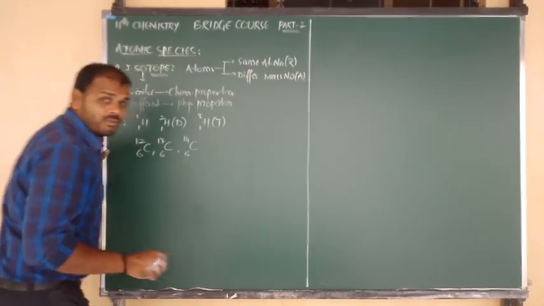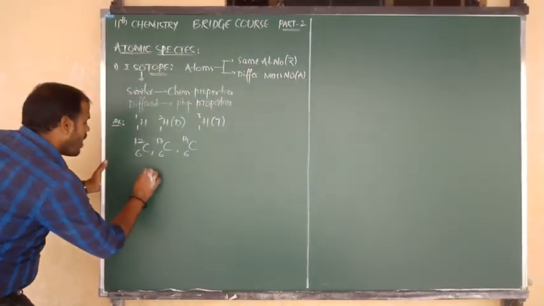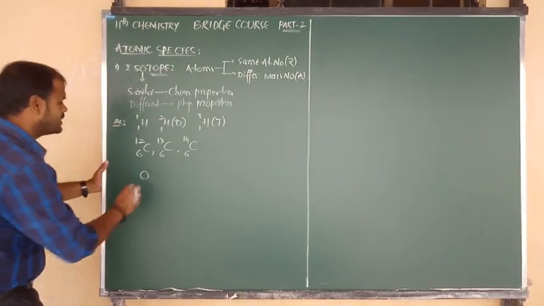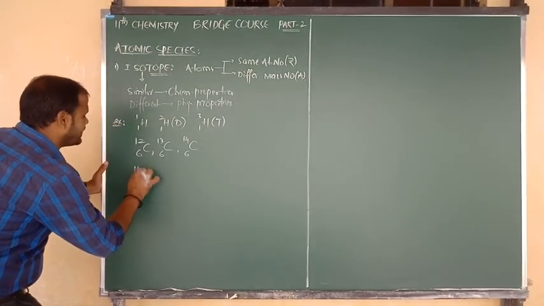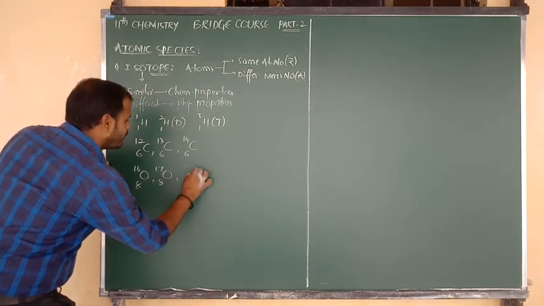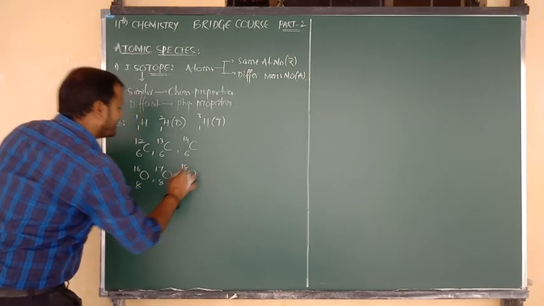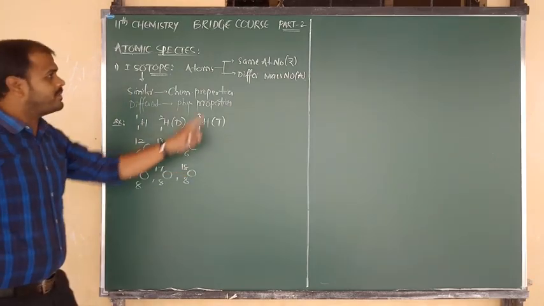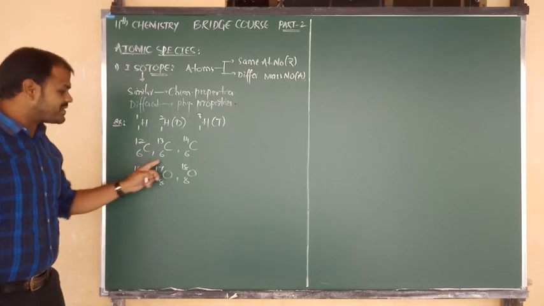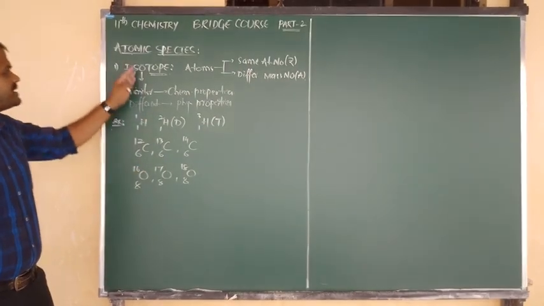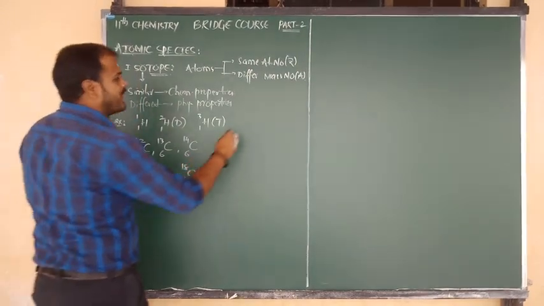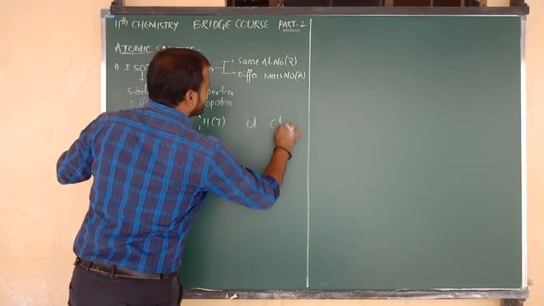Next, another example I am going to show you is oxygen. Oxygen in nature can occur in three forms: O-16, O-17, and O-18. So oxygen is the atom with the same atomic number 8, but there is a difference in mass number. Again we have to say that it is an example of isotopes.